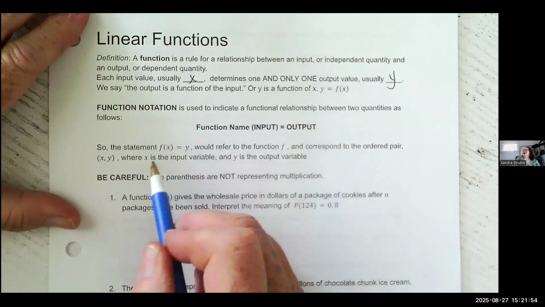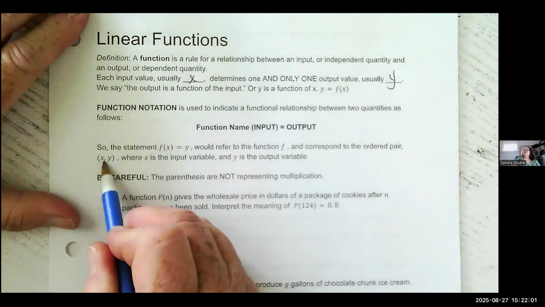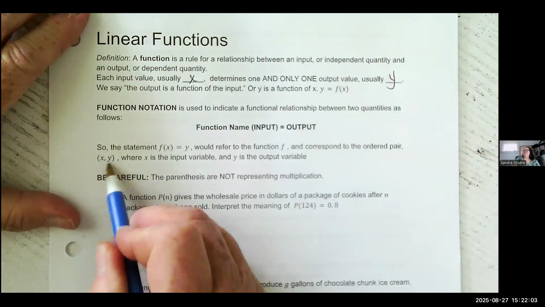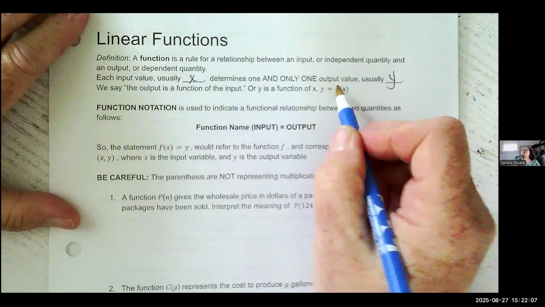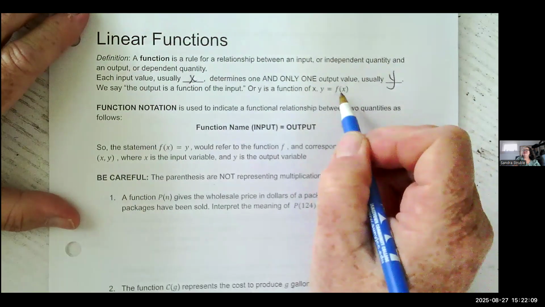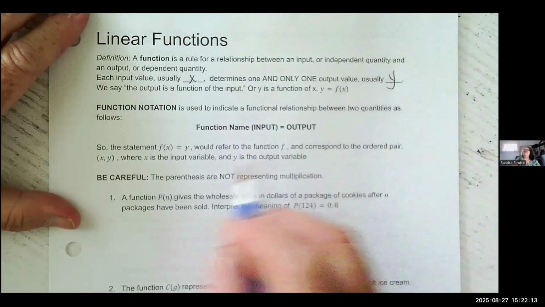So if you think of graphing, we've got ordered pairs that go together. The input decides the output, where X is the input variable and Y is the output variable. Be careful when I say this again, because F of X does not mean F times X. We're not solving for F when it comes to this type of thing.